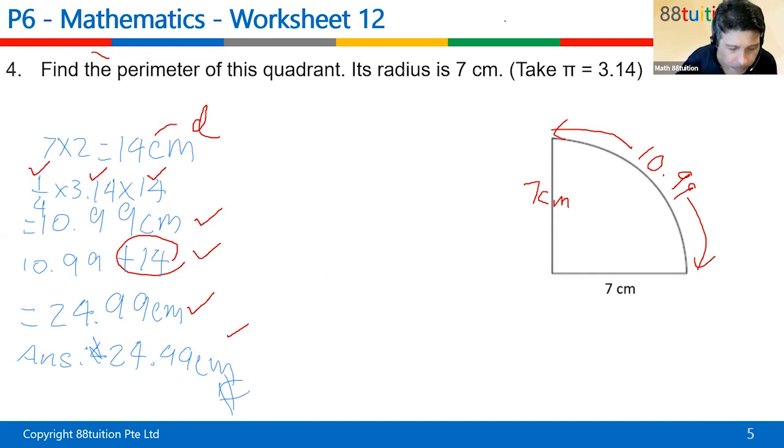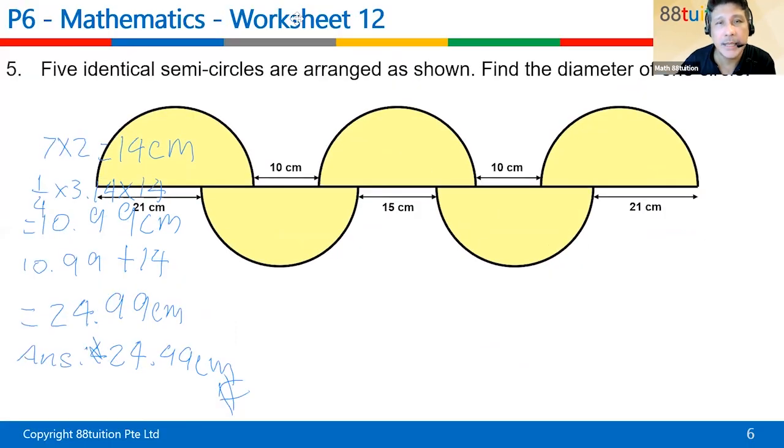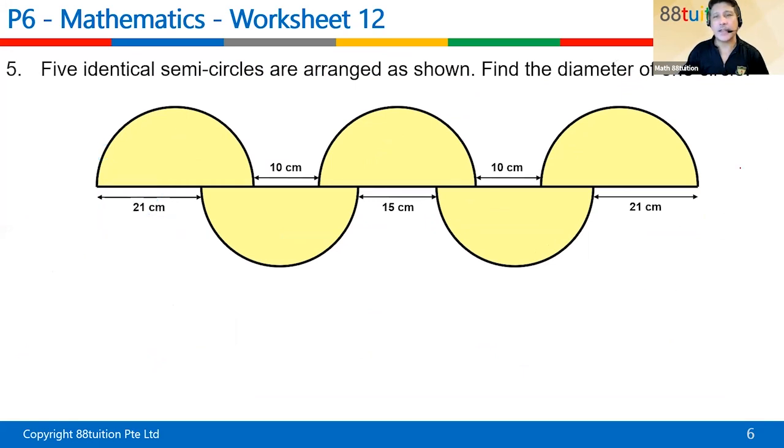So now we'll move on to question 5 for Crystal. Let me move on to question 5. Okay, and then we need to clean. Question 5 is a modified question from a past PSLE question. So Crystal, yeah, it's all yours now.